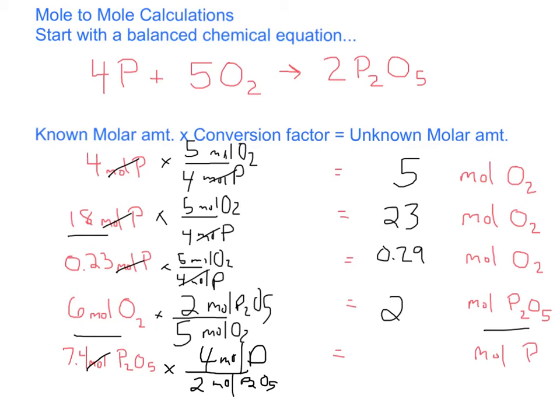So the moles of P2O5 divide away. Divided by 2 times 4 is 14.8, which becomes 15 moles of phosphorus with sig figs. And that's how we do these calculations. They're pretty straightforward. That's a mole-to-mole conversion rate there. They'll get more difficult with the next lesson, but in the meantime, we're sticking with these.